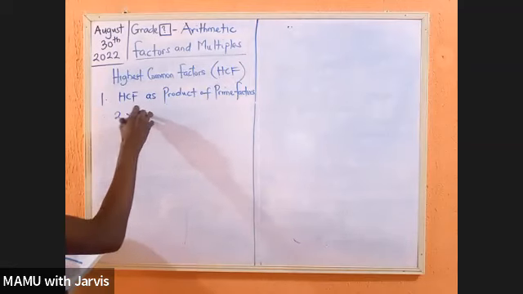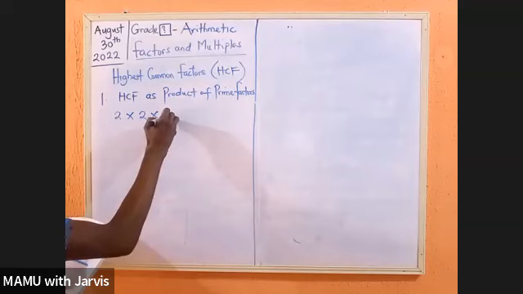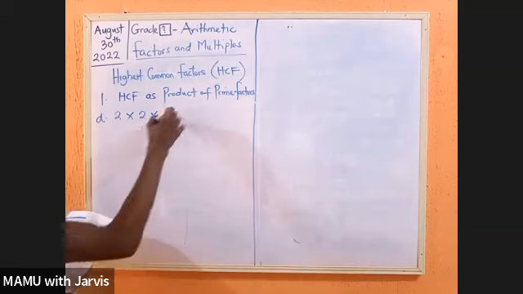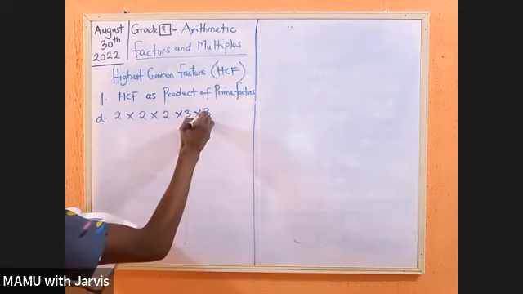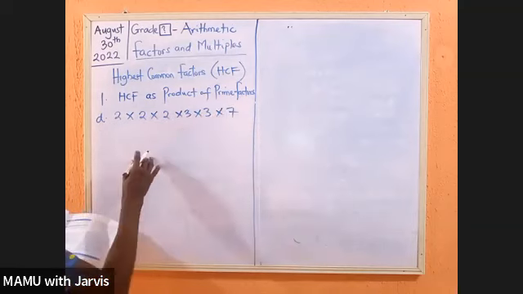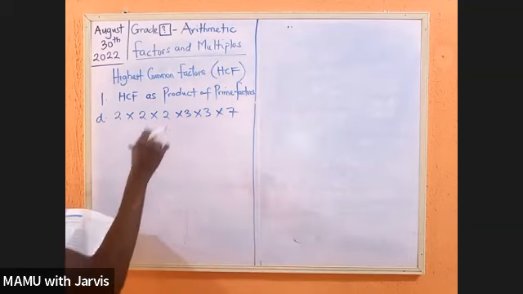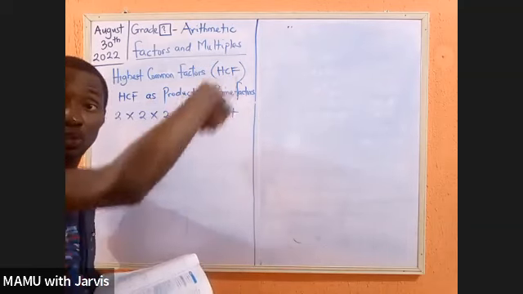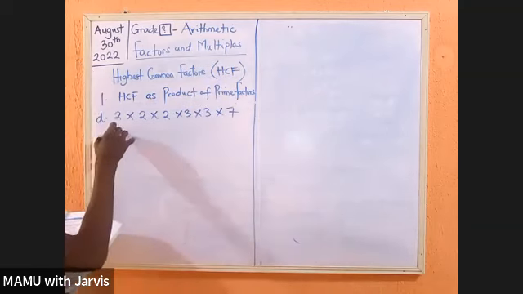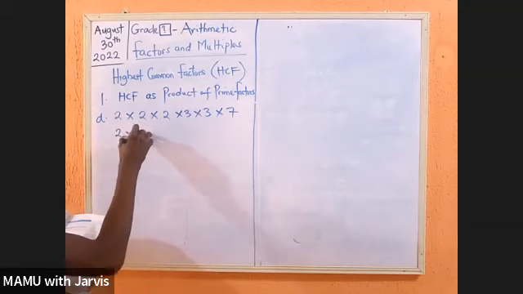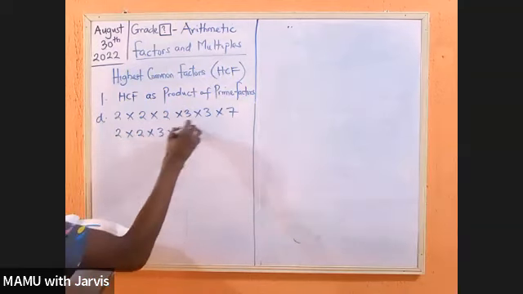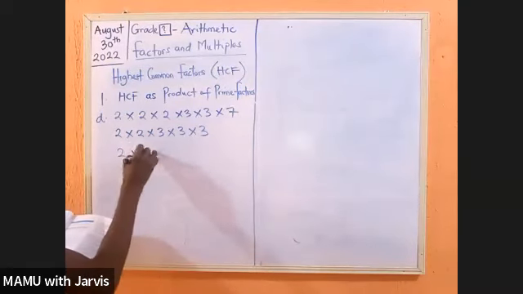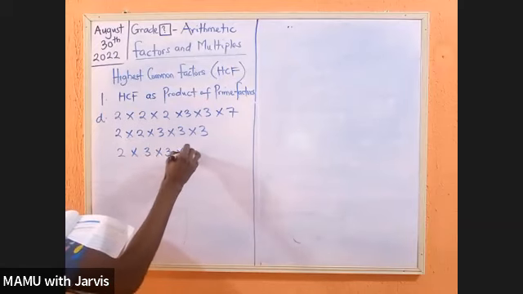2 times 2 times 2, that's question D of that exercise. 2 times 2 times 2 times 3 times 3 times 7. And I have another one. You see, a semicolon suggests that this is one number. After that number, you see a semicolon, which means you should go to the next number. The next one says 2 times 2 times 3 times 3 times 3. And then the next one says 2 times 3 times 3 times 3 times 7.